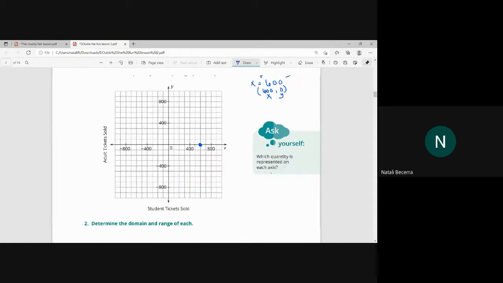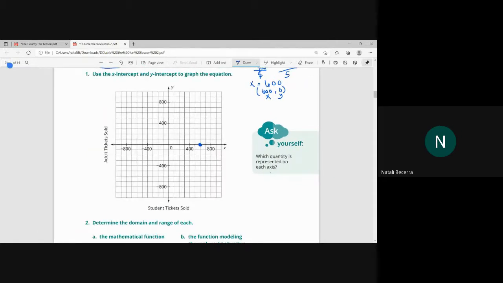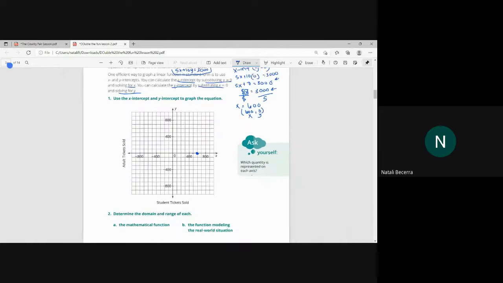Oh my goodness, why is this thing not letting me scroll? It's not letting me scroll.